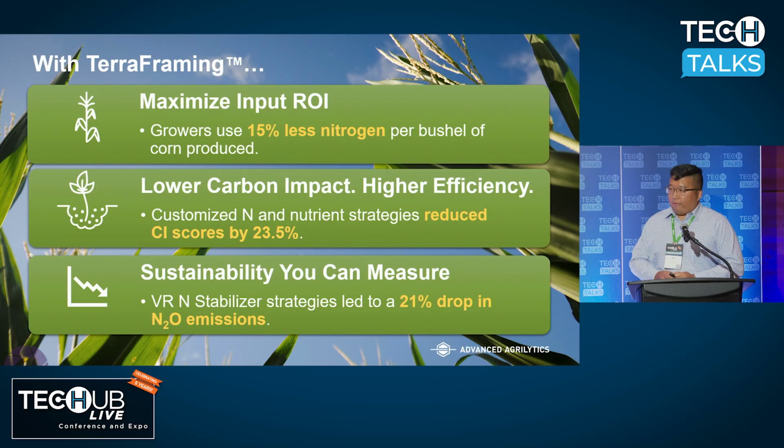We also have seen that growers who use our customized N and nutrient strategies have their CI scores, or their carbon intensity scores, reduced by about 23.5%. And finally, growers who utilize our VR nitrogen stabilizer strategies see up to a 21% drop in N2O emissions. So we are not only maintaining or even in some cases increasing the outcomes that you see year after year, but we are doing it sustainably.